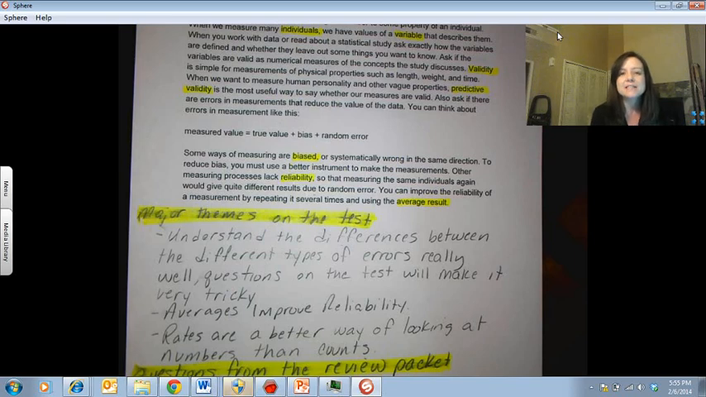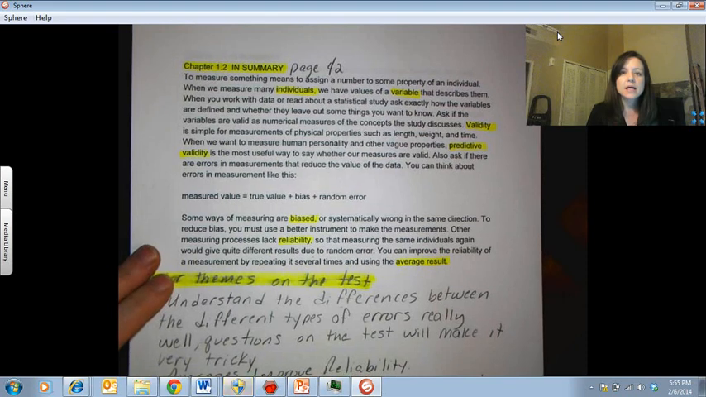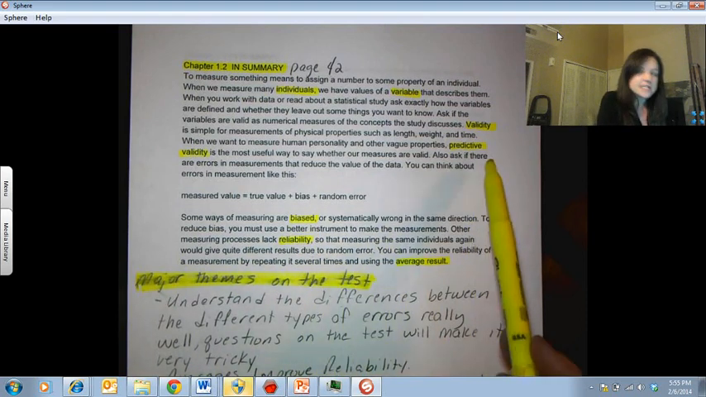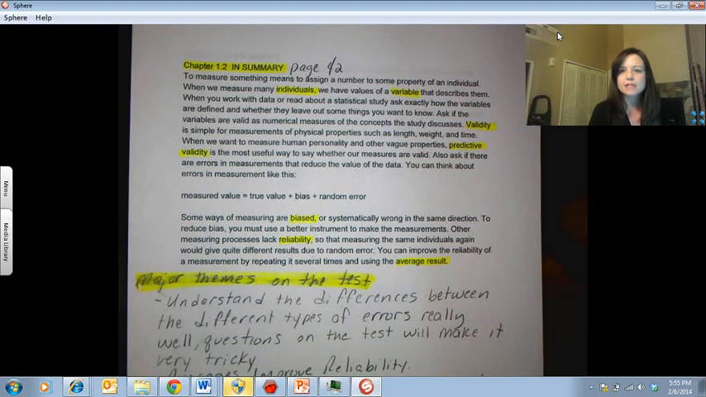The different types of errors are validity, bias, reliability, and accuracy. I don't see accuracy up here in the summary, but make sure you read over these. You can look up accuracy in the back of the book to find out what page it's on, so you can read that also.